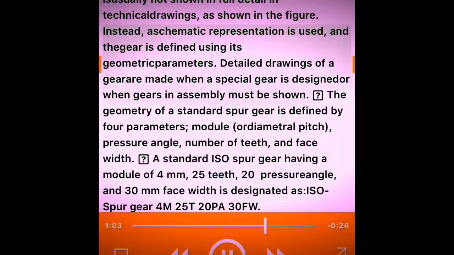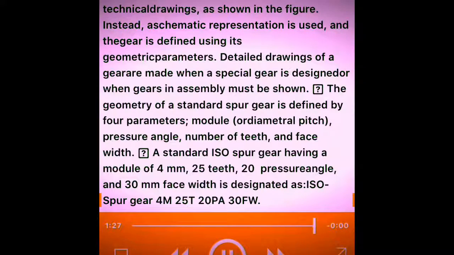Detailed drawings of a gear are made when a special gear is designated, or when gears in assembly must be shown. The geometry of a standard spur gear is defined by 4 parameters: module, or diametral pitch, pressure angle, number of teeth, and face width. A standard ISO spur gear having a module of 4 mm, 25 teeth, 20 degree pressure angle, and 30 mm face width is designated as ISO spur gear 4M 25T 20PA 30FW.